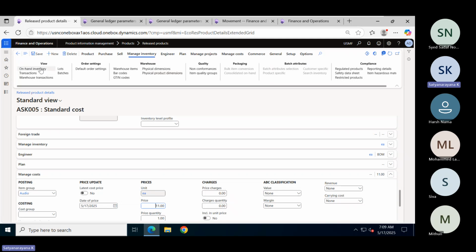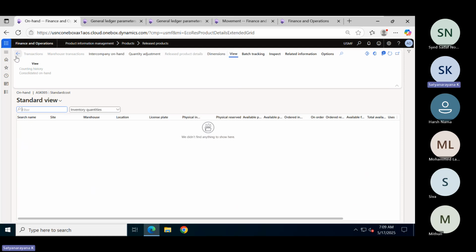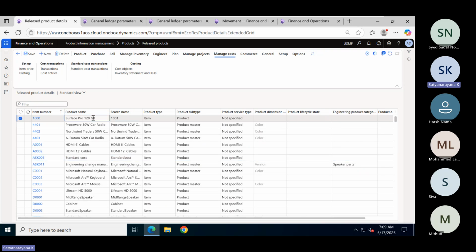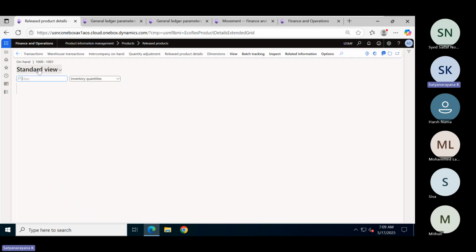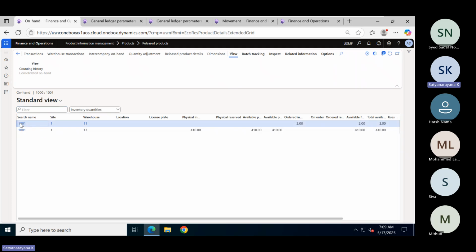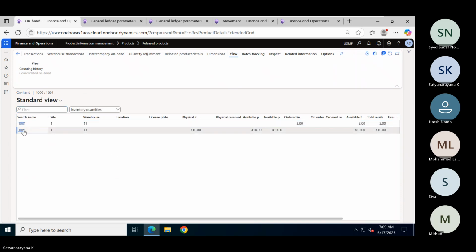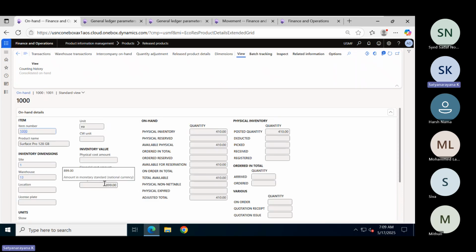Now cost price means if you go to manage inventory, the cost price will be calculated here. Let me show you the existing one. For item 1000, if you go inside manage inventory, on hand inventory, if you go to search name, you will find cost price. This is cost price, system calculated cost price. Automatically it will be calculated by the system.